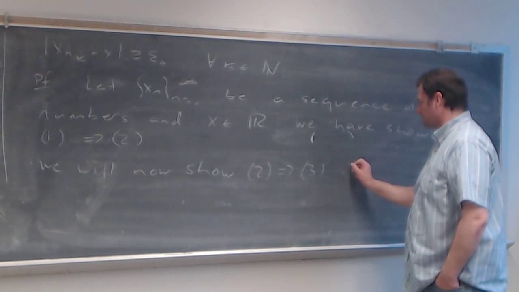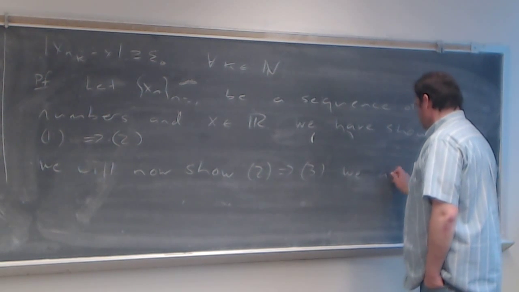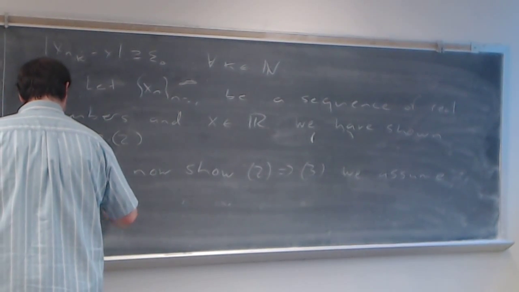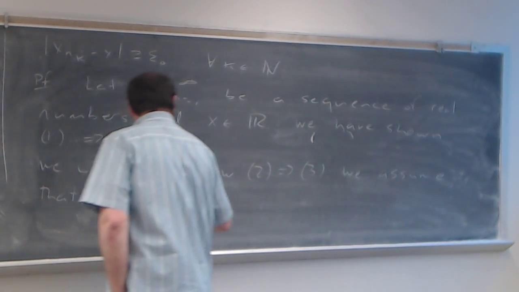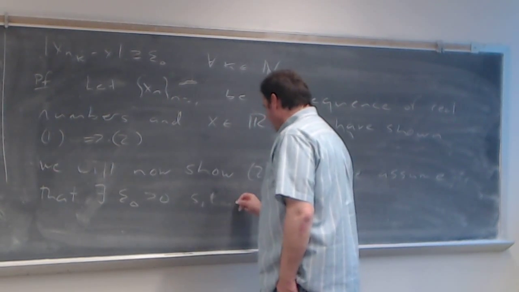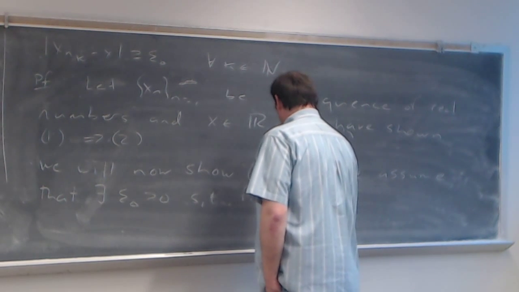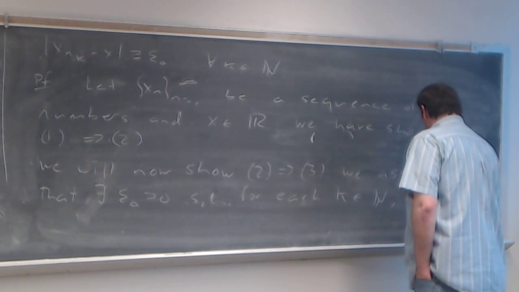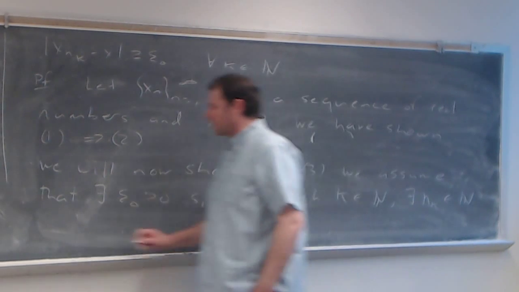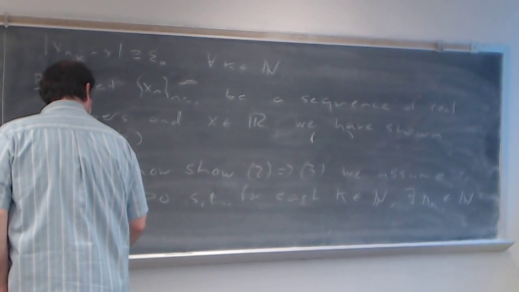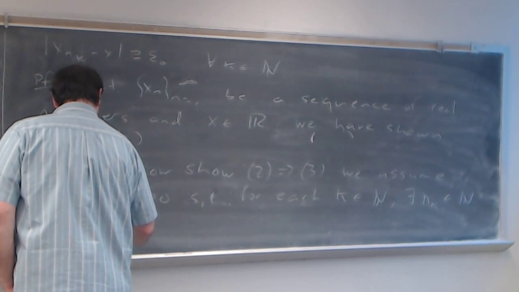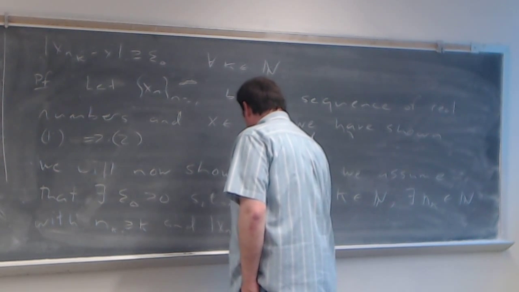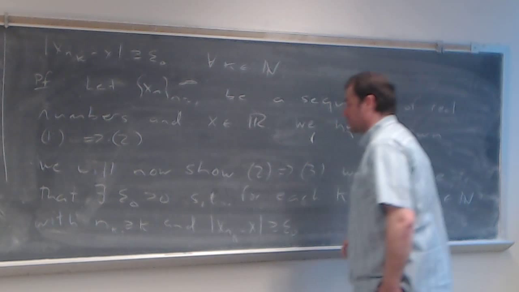Okay, so here's what happens to show this implication. First of all, we'll assume two. So we assume that there exists an epsilon naught greater than zero, such that for each k element of natural numbers, there exists an n sub k, a natural number, with n sub k being greater than or equal to k, and the absolute value of x sub n sub k minus x is greater than or equal to epsilon naught. That's what we're assuming, okay?